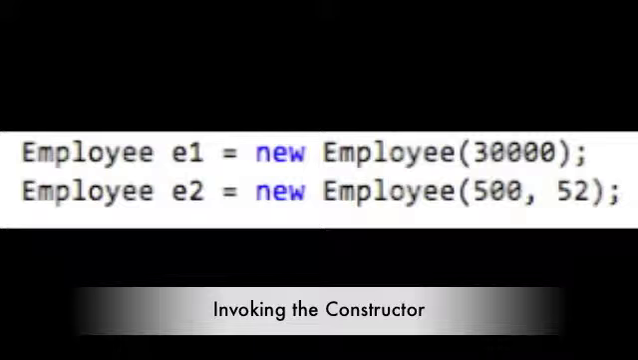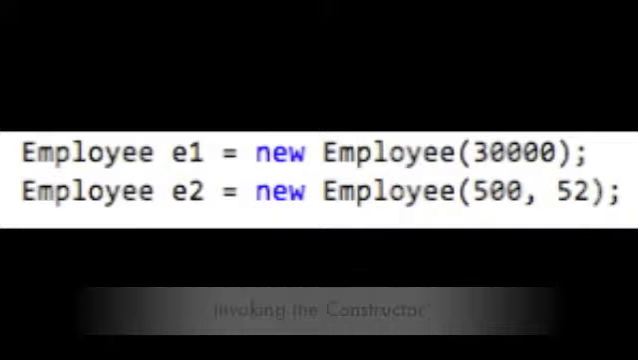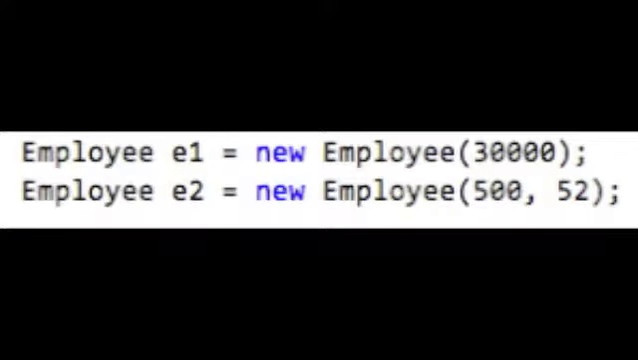This is how you invoke a constructor and make an object. Depending on the number of parameters you use, you can invoke different constructors. Make sure the parameters are in the correct order.